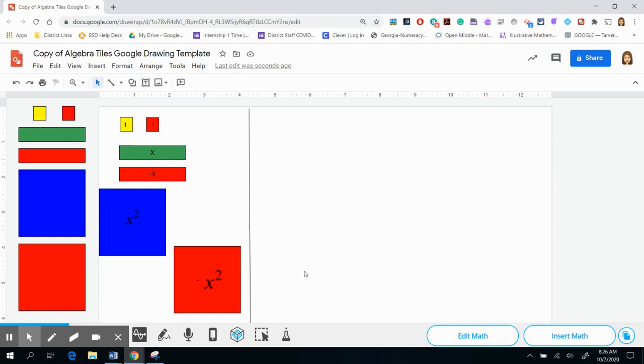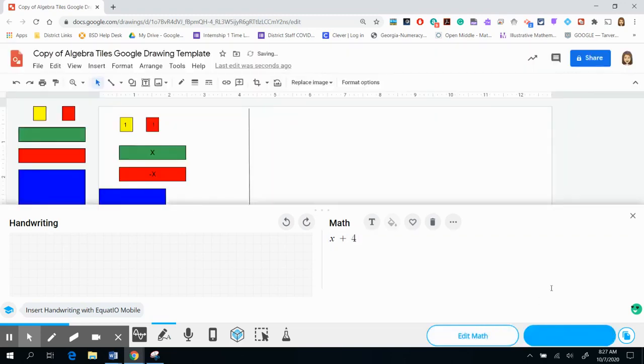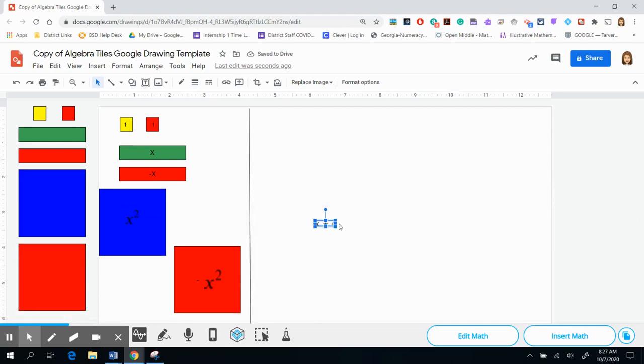So now we have identified the values of our algebra tiles: positive 1, negative 1, positive x, positive x squared, and negative x squared. We're going to go ahead and build some algebraic expressions now using our algebra tiles. Come back to Equatio. And I'd like to start with x plus 4. We'll enlarge that a little bit here.